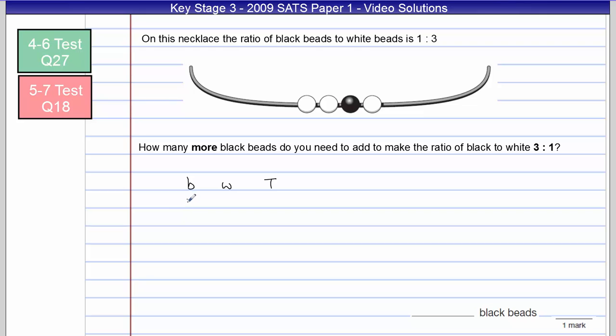So if we add 1 black bead and 3 white beads, the total beads would be 4. So this is in the ratio 1:3. Well, if we need to have 3 times as many black beads as white beads, and we've already got 3 white beads, then if we don't add any white beads, we're going to need to have 9 black beads to make the ratio 3:1. So that's 12 beads in total. So we need to add another 8 beads here to get a ratio of 3:1.